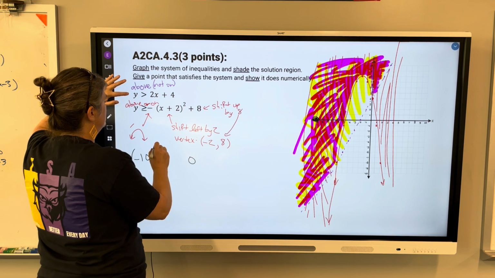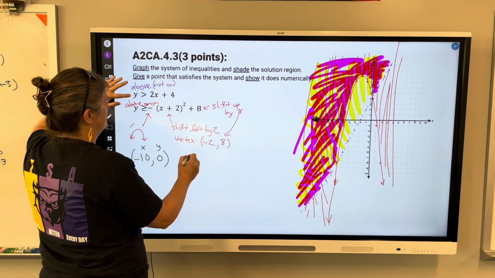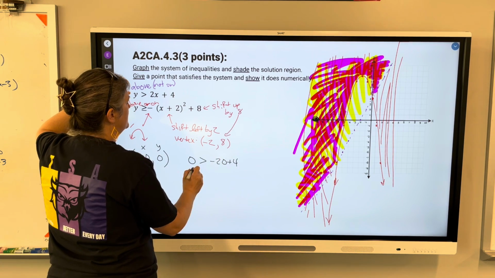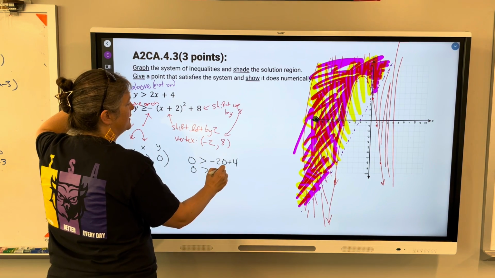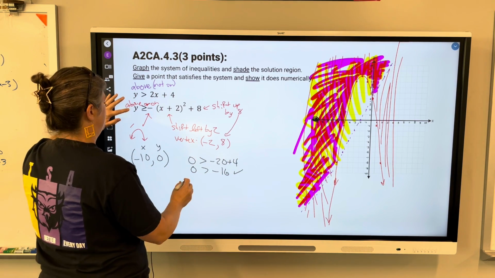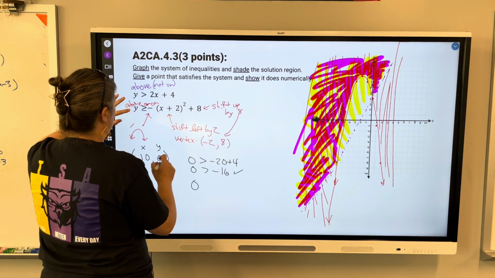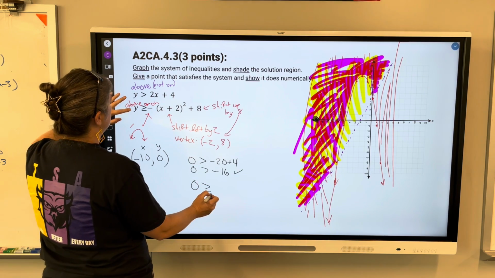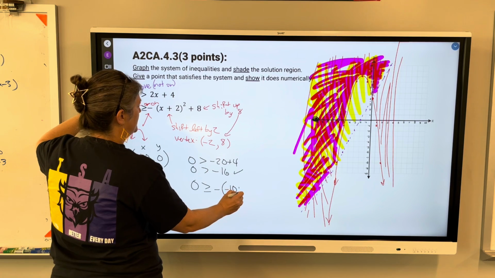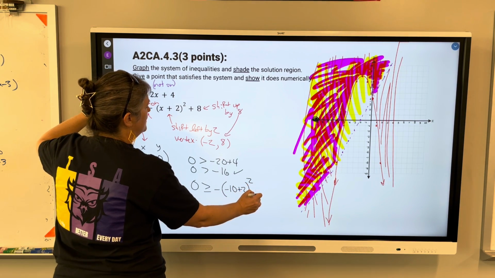My y is 0, my x is negative 10. So 0 is greater than negative 20 plus 4. 0 is greater than negative 16. Yes, it is. 0 is in fact greater than every negative number. All right. And then 0 is greater than or equal to negative 10 plus 2 squared plus 8.